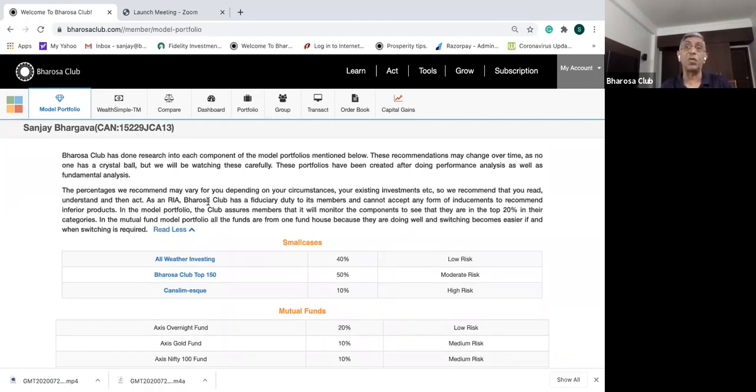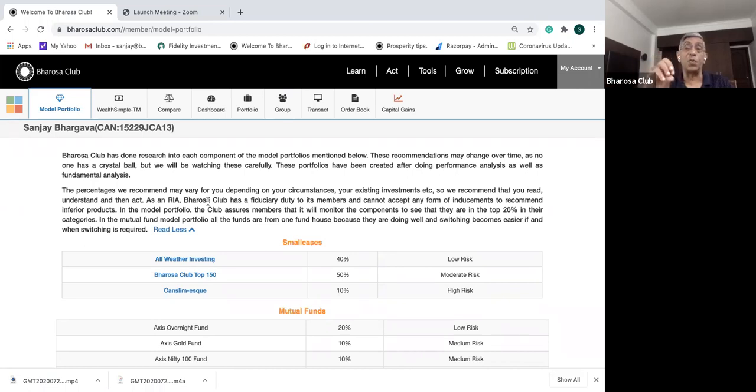The reason why it has all these funds from Axis Mutual Fund House only is because they have been performing quite well. And if all the funds are from one fund house, it becomes easier to transact because you can just log on to their website and transact, and you can switch between funds if you want to rebalance your portfolio at a certain point in time. So for all these reasons, Bharosa has recommended these, and it's going to continue monitoring these model portfolios.